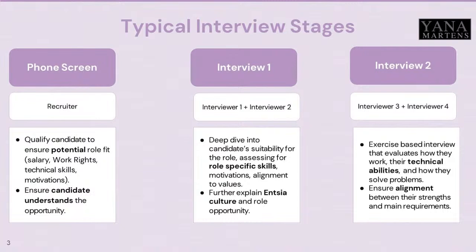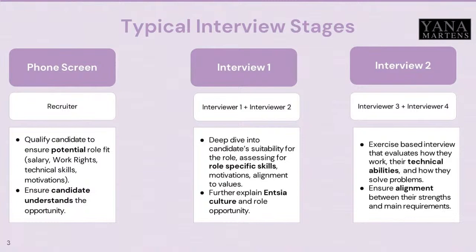The second interview is generally that sort of deep dive, usually the hiring manager plus one, probably a team member. A deep dive into the suitability of the role, assessing these specific skills. What is their motivation? Is there some alignment to values? And then some further explanation into the culture and the opportunity and that sort of thing.